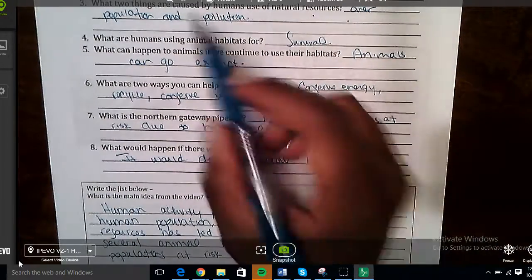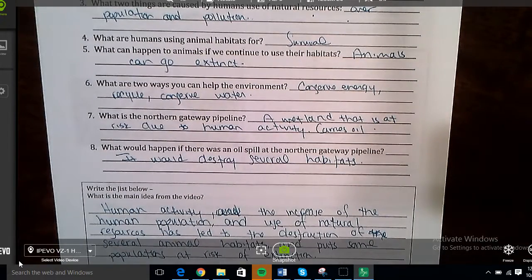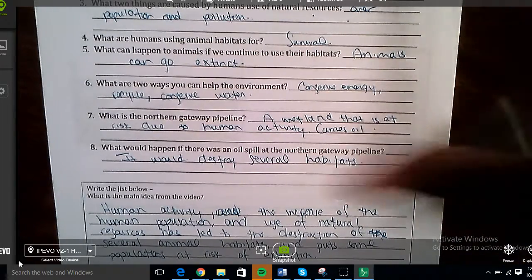What are humans using animal habitats for? Survival and to live. So even though ecosystems and our outside environments are home to many animals, they're also home to us. And so there has to be a balance between what we're using and what we're leaving natural for organisms to live and survive. What can happen to animals if we continue to use their habitats? Animals can go extinct.